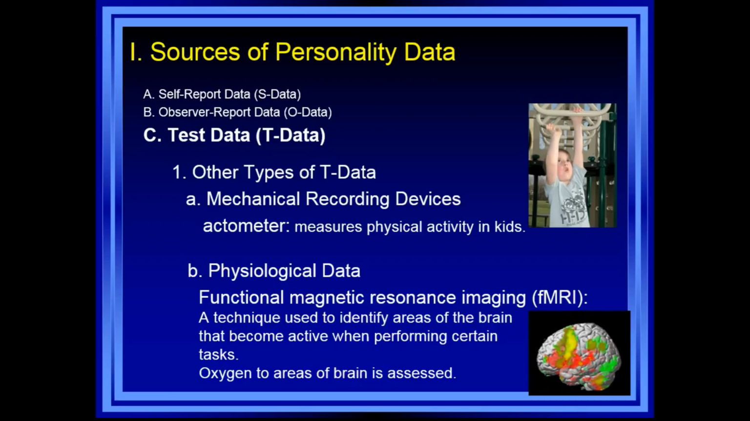So that is really interesting to researchers. And again, really interesting because you're not able to fake responses. So again, just know that something like an fMRI is a great example of physiological data, which is a type of test data.